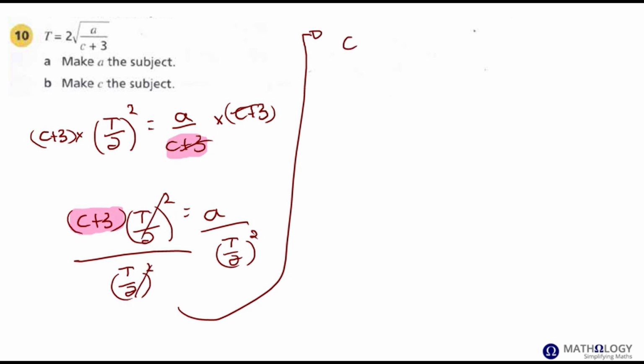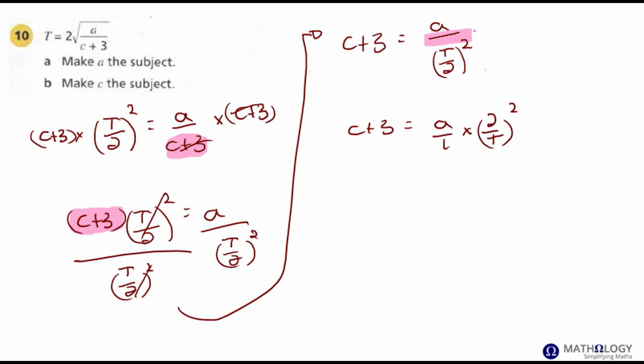So now we will have c plus 3 on the left, and that equals a over t over 2, all squared. Now, whenever we divide by a fraction, we change the division sign into a multiplication sign by inverting that fraction. So we'll have a over 1 times 2 over t, all squared. So c plus 3 equals a times 2 over t, all squared.